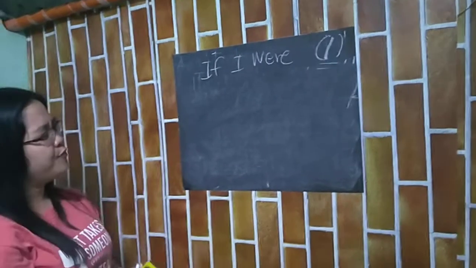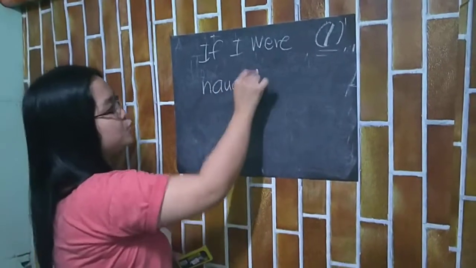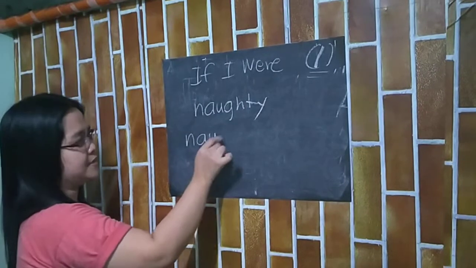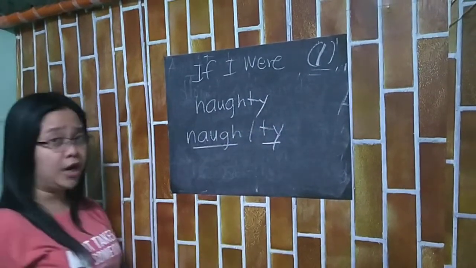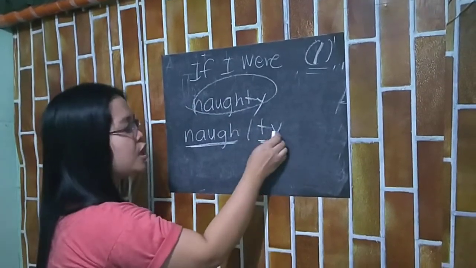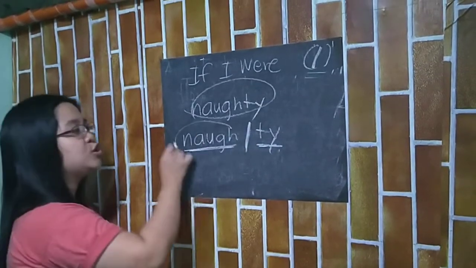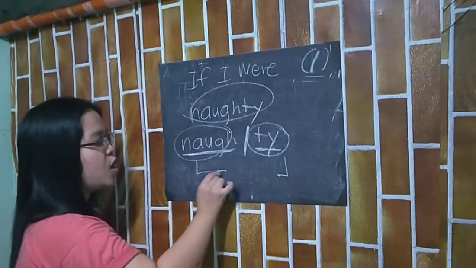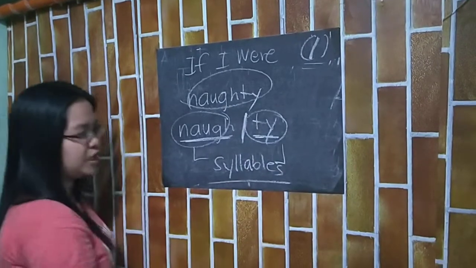Now, if we are about to break down this word into smaller parts like this, what do you call now these smaller parts? This is the word, and how about these smaller parts that are being separated by slash? What do you call them now? Okay? They are what we call syllables. Okay, what do you call them again?